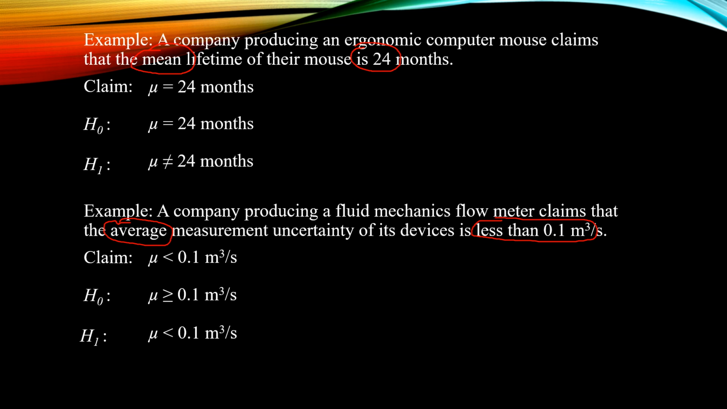So in all hypothesis tests, you have an original claim that is made, and it will either be the null hypothesis if it contains an equal sign, or it will be the alternative hypothesis if it does not.